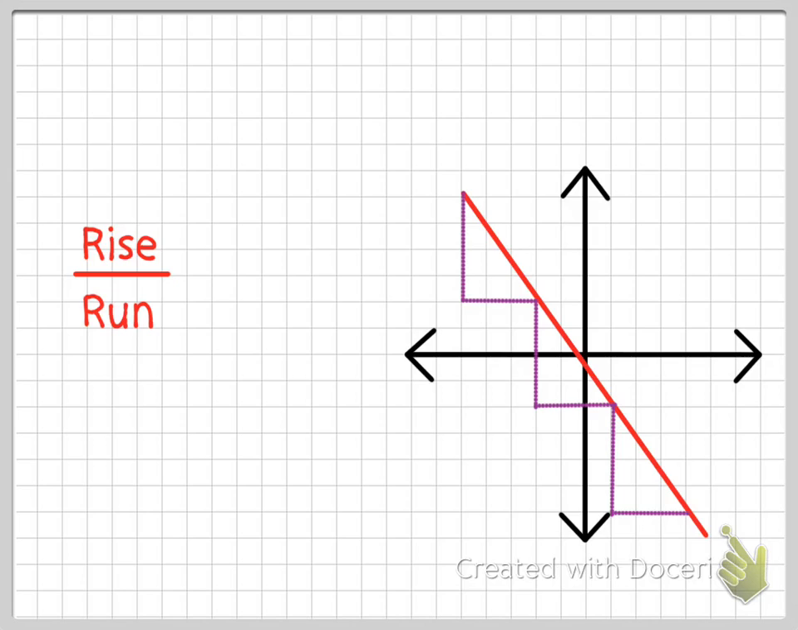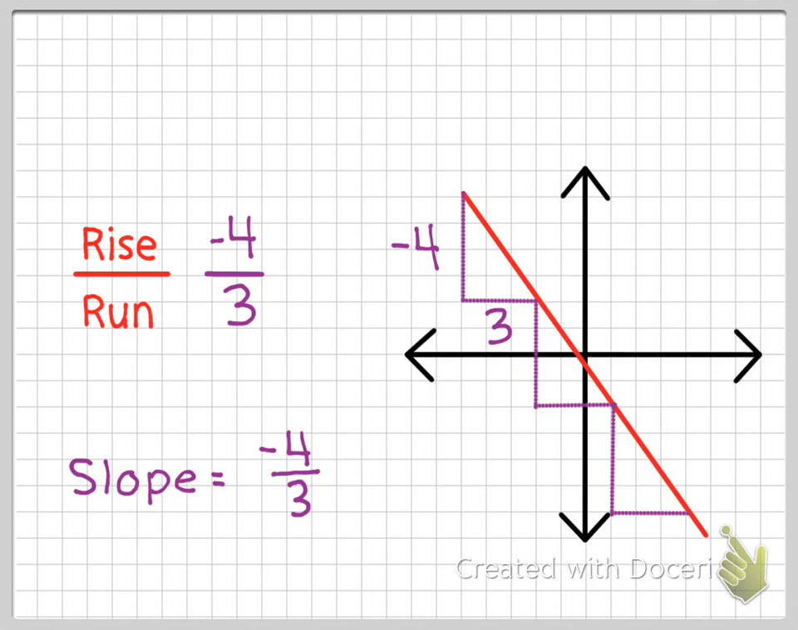So I have a rise of negative 4. This graph is going down 4 and to the right 3 to cross perfectly. And it will go down 4 and to the right 3 forever. So my rise here is negative 4 and my run is 3, making my slope negative 4 over 3.